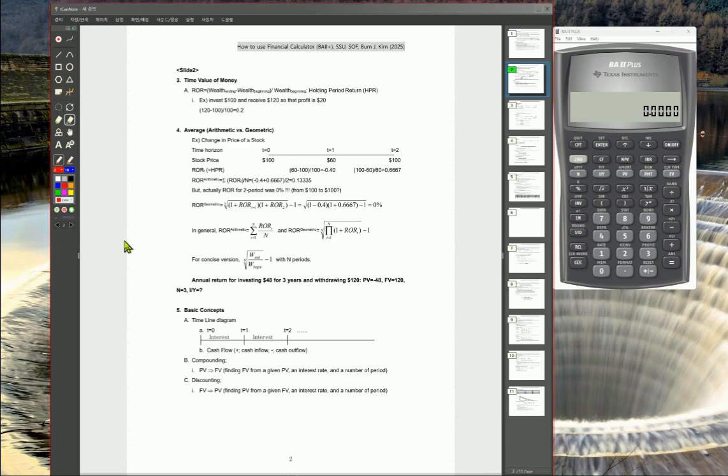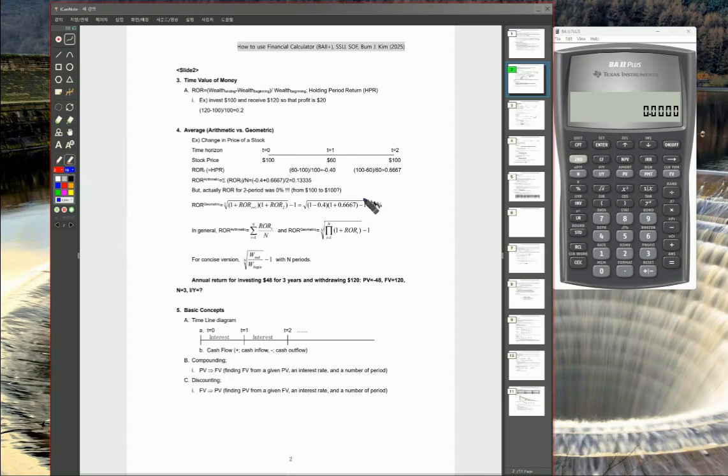So we need to look at the geometric average return. The formula is shown on this slide. 1 plus the rate of return for the first period, times 1 plus the rate of return for the second period, and then take a root and minus 1. So using this exercise, it should be the root of 1 minus 0.4, because the first period gives you a minus 40% return, times 1 plus 0.6667, because the second period you have a positive 66.67% return. Then take a root and minus 1.